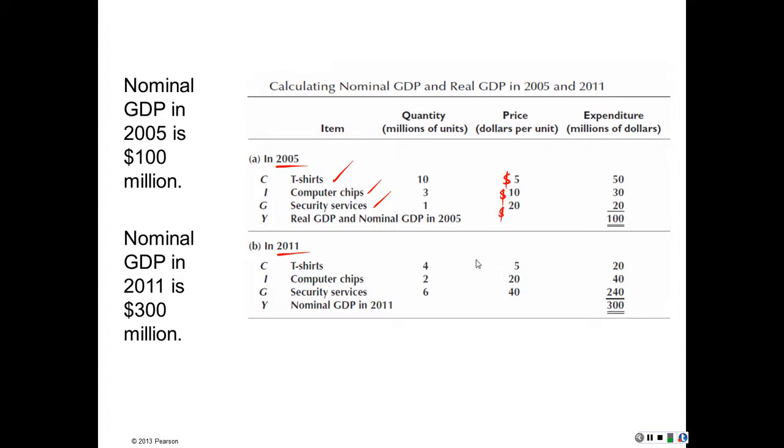Correct? So if we multiply these, we arrive at these, correct? And so what is this $100 here? What would you call that? Would that be real GDP in 2005, or would that be nominal GDP in 2005?